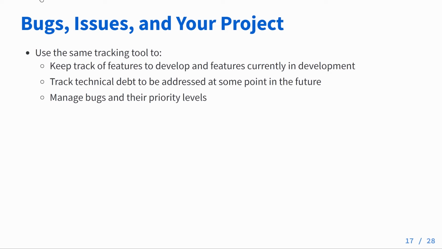For tracking bugs, issues, and your project, we want to use the same tracking tool to keep track of features to develop and features currently in development. We want to track any technical debt that needs to be addressed at some point in the future, and we need to manage bugs and their priority levels.